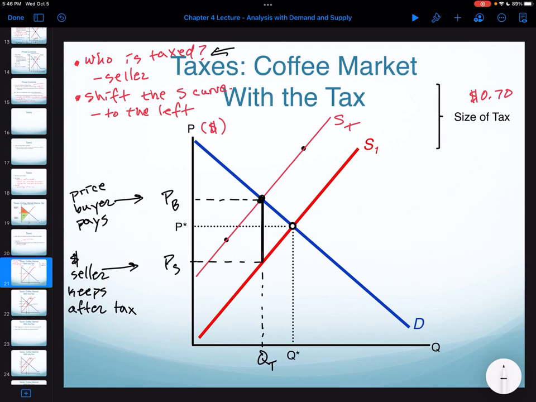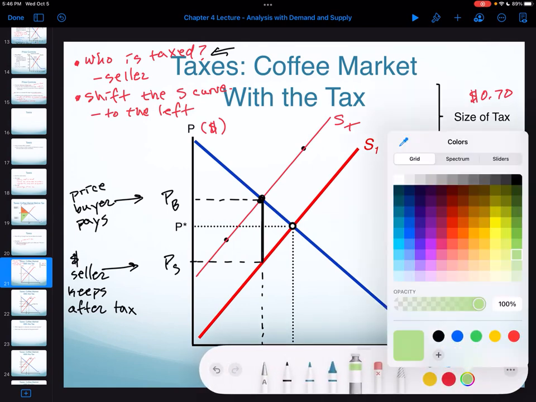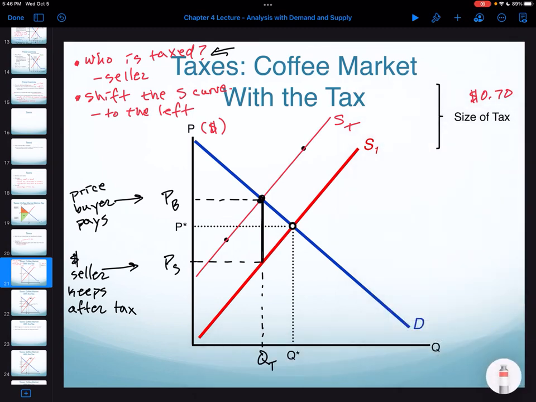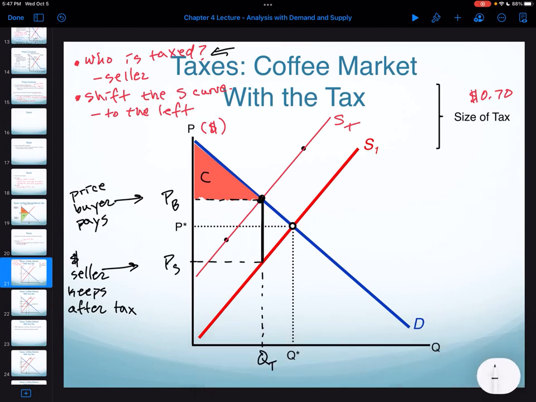So now let's think back to consumer and producer surplus, okay? Well, consumer surplus is that triangle that's below the demand curve and above the price that the buyer pays. Okay, well, let's go ahead and label that. All right. Well, the area that is below the demand curve and above the price the buyer pays is right there. So this is consumer surplus, okay?